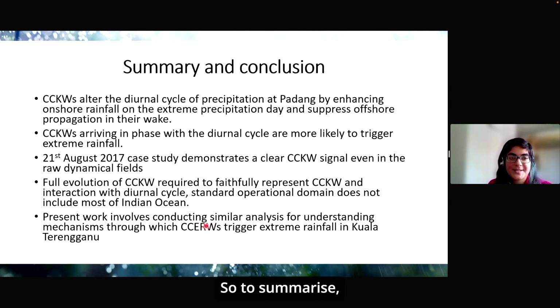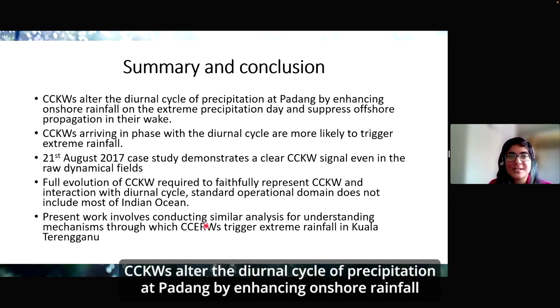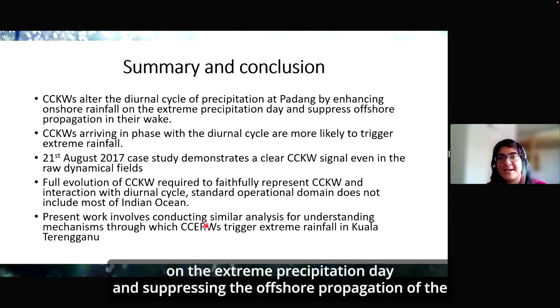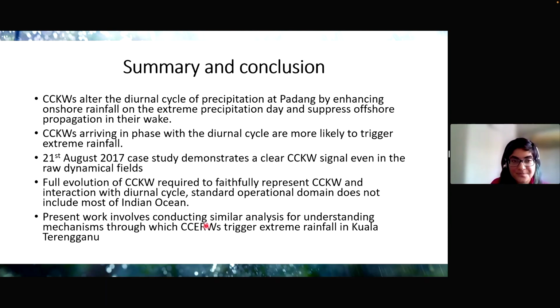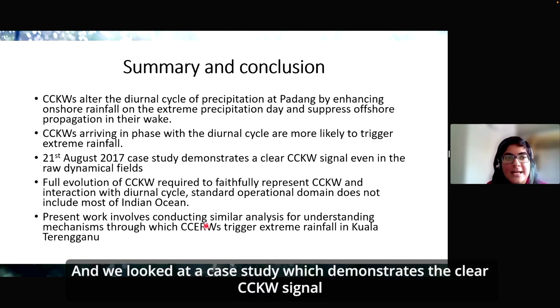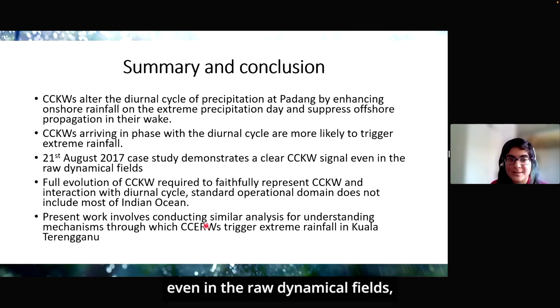So to summarize, CCKWs alter the diurnal cycle of precipitation at Padang by enhancing onshore rainfall on the extreme precipitation day and suppressing the offshore propagation of the diurnal cycle of convection in their wake. CCKWs arriving in phase with the diurnal cycle are more likely to trigger extreme rainfall. We looked at a case study which demonstrates a clear CCKW signal even in the raw dynamical fields.